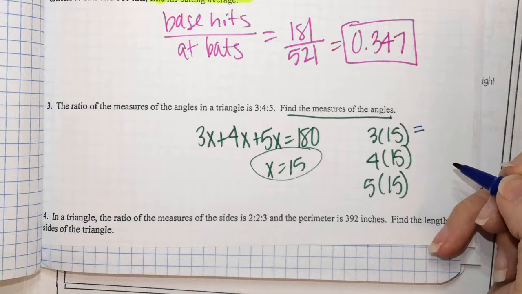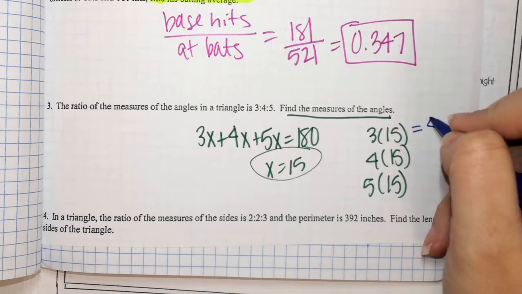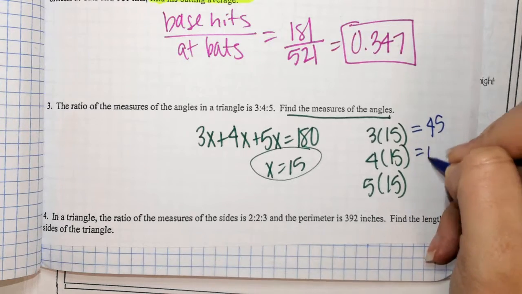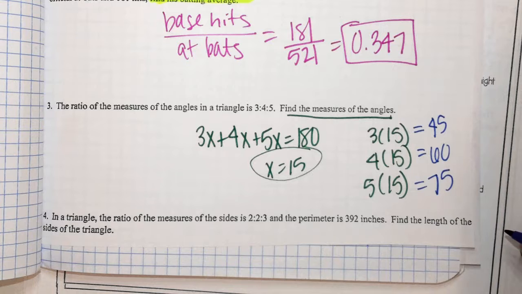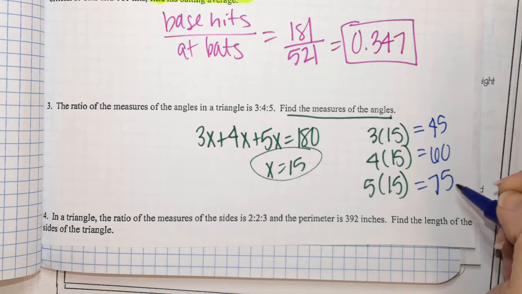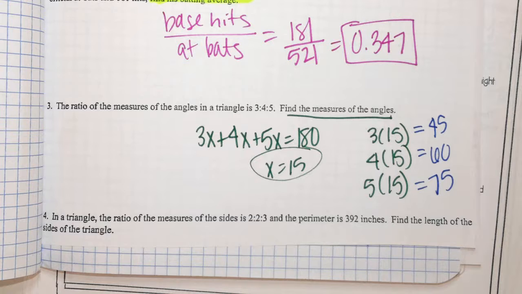Alright, what's 3 times 15? 45. 4 times 15? 60. 5 times 15? Do those add up to be 180? Check it and make sure. Plus 60. Did you already add them up? Equals. Add them up. They do! We did it right!